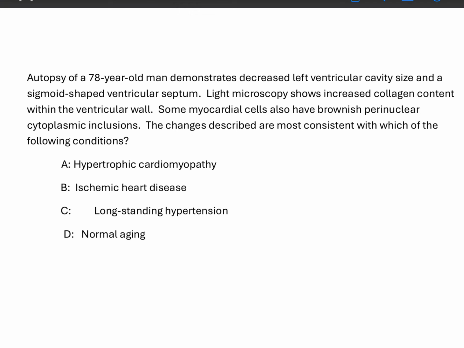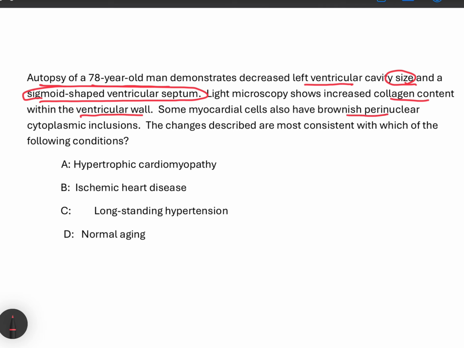Today we are going to start MCQs from the viewers regarding aging. Our first MCQ is: the autopsy of a 78-year-old man demonstrates decreased left ventricular cavity size and a sigmoid-shaped ventricular septum. Light microscopy shows increased collagen content within the ventricular wall. Some myocardial cells have brownish perinuclear cytoplasmic pigment.